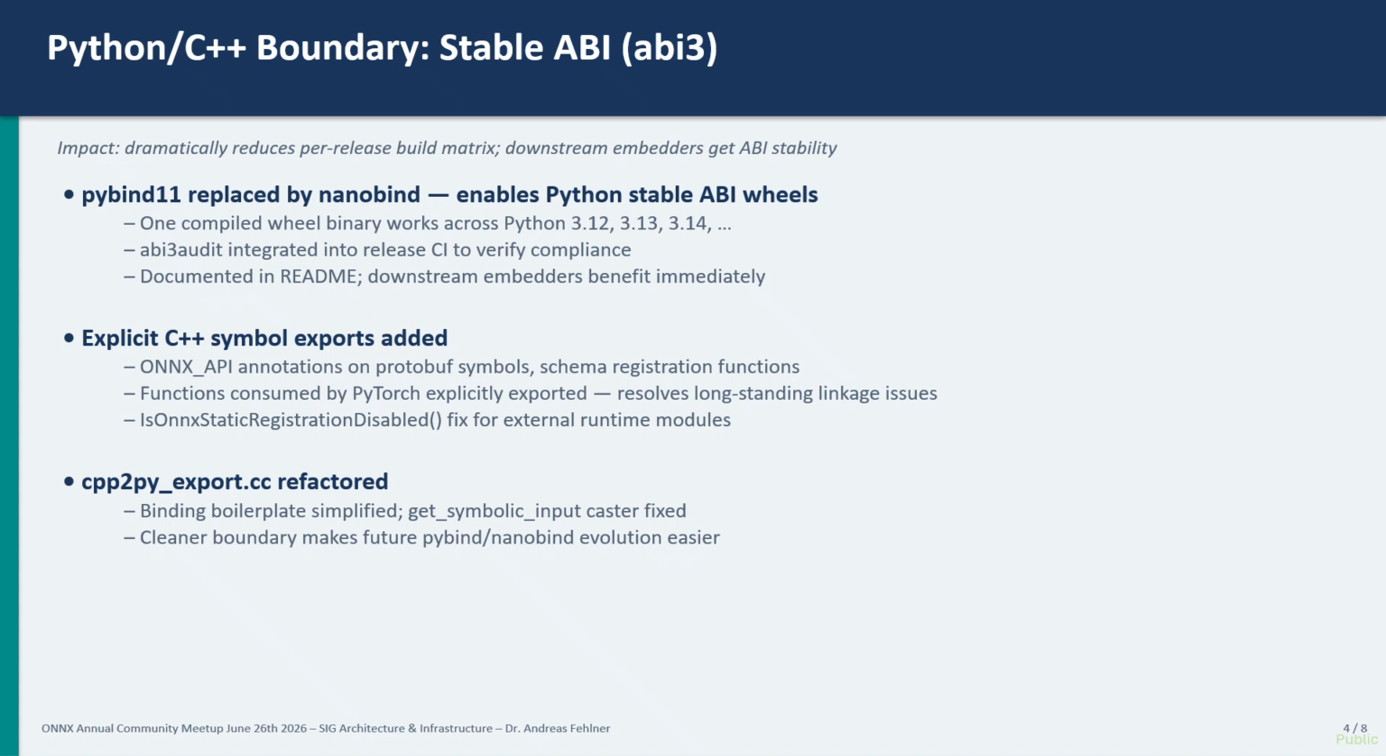This dramatically reduces our release build matrix. We also added an automated compliance check in our CI pipeline to verify that every wheel actually matches the ABI3 standard. On the C++ side, we made it explicit which functions are part of the public interface. This means that frameworks like PyTorch that embed ONNX directly can now link against it reliably, resolving long-standing issues that some downstream users had been experiencing. We also cleaned up the Python to C++ binding layer to make that boundary cleaner and easier to maintain going forward.